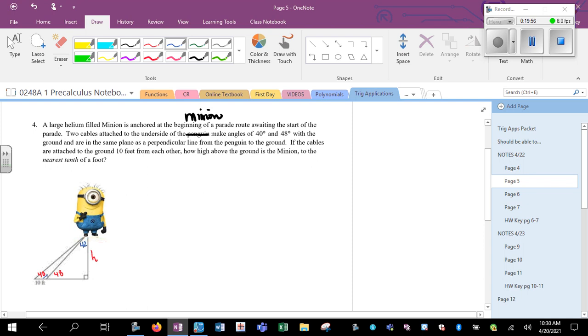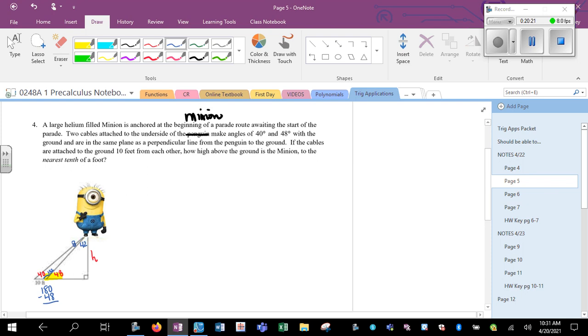This angle right here, if you remember your geometry, I'll highlight it. This is a supplementary relationship. So I could just do 180 minus 48. That gives me what? 132 degrees plus 40. So that leaves my top angle up here at 8 degrees.